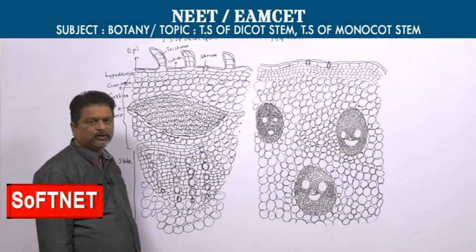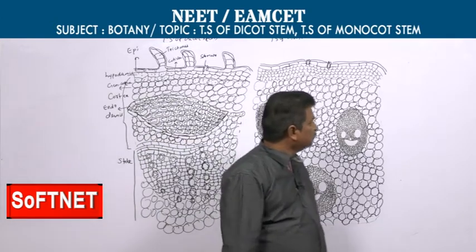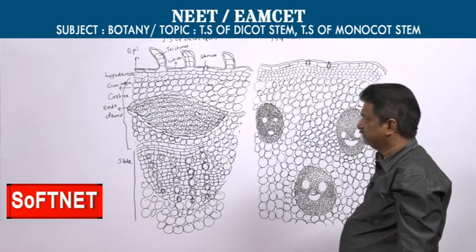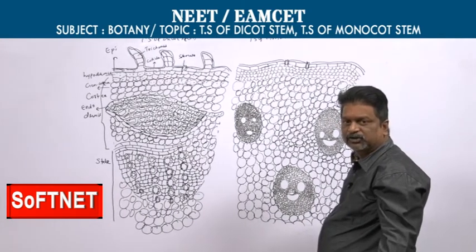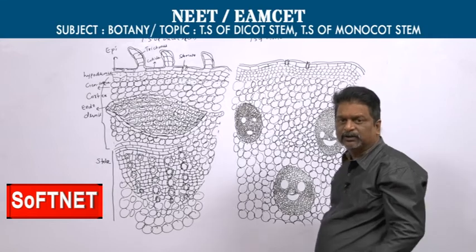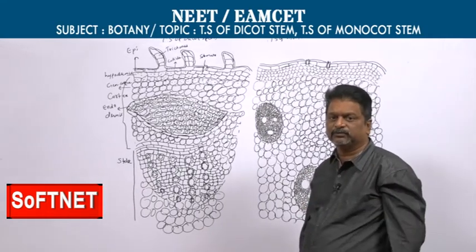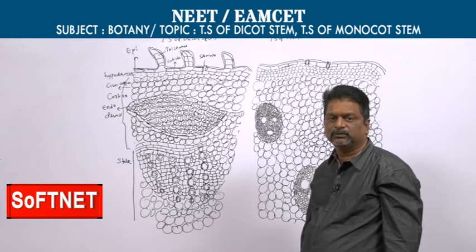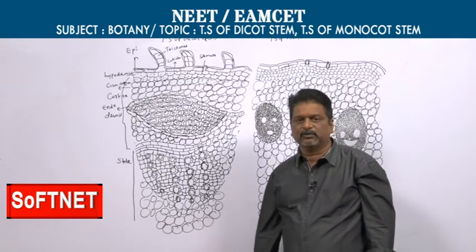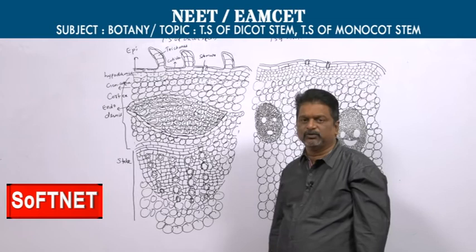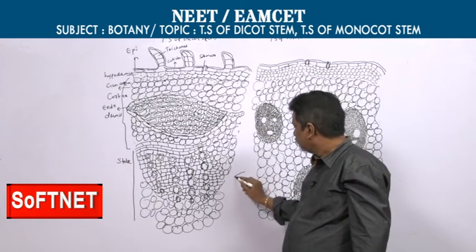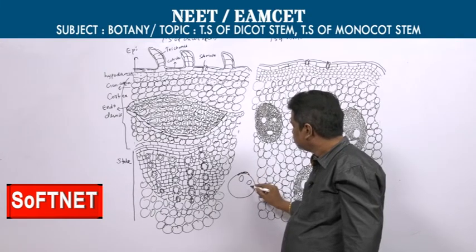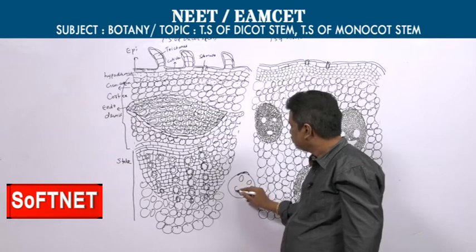The next one, stele. In dicot stem, stele is called eu-stele. Eu-stele means ring of vascular bundles present. If vascular bundles are arranged in a ring, that is called eu-stele. In dicot stem, a limited number of vascular bundles present, generally 10 to 20, but all those vascular bundles are arranged in the form of a ring. So, such stele is called eu-stele.